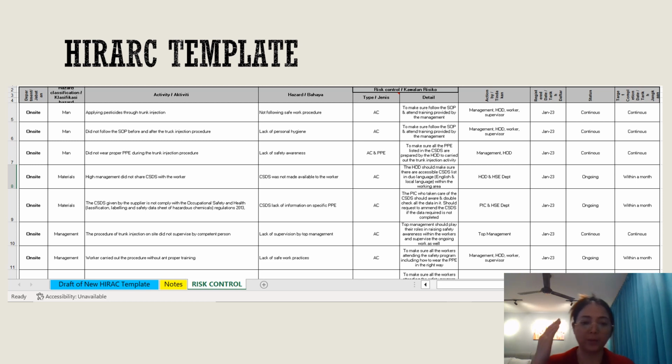And then we have the assigned date, which is January 2023, and then the current status, which is continuous. This risk control is continuous and will keep on being carried out so that we are working in a safe environment.